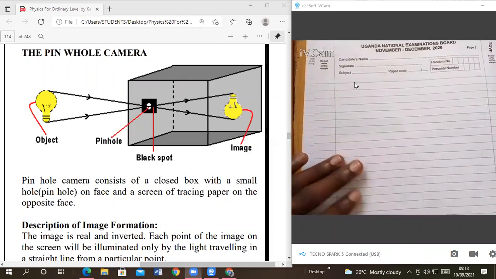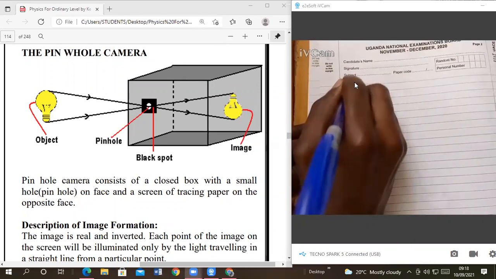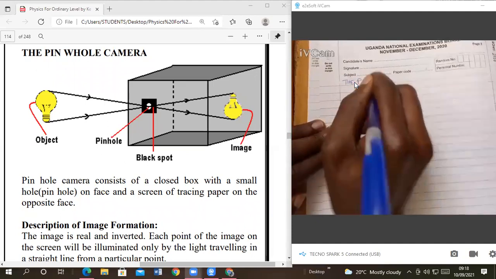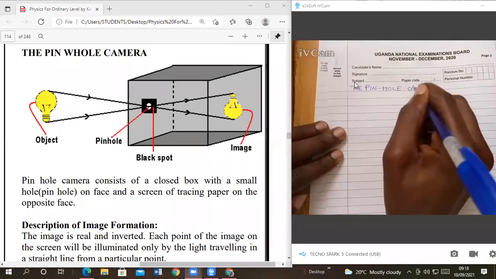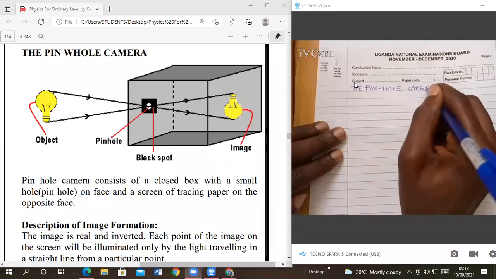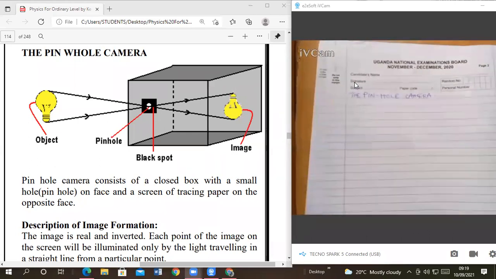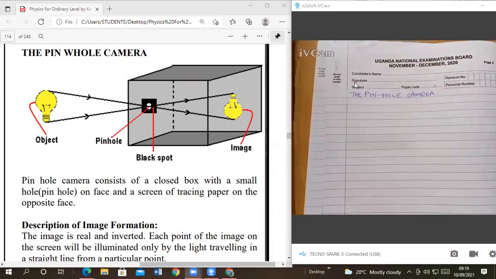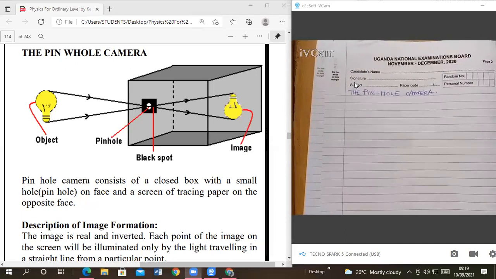Pinhole camera. The pinhole camera. So the pinhole camera is one of the applications of rectilinear propagation of light.